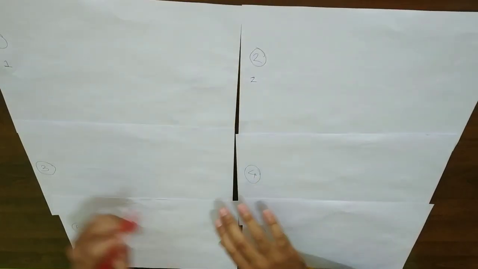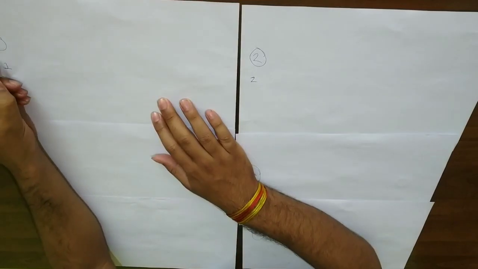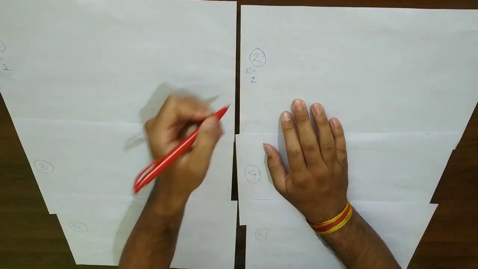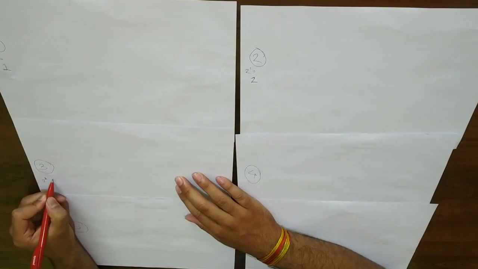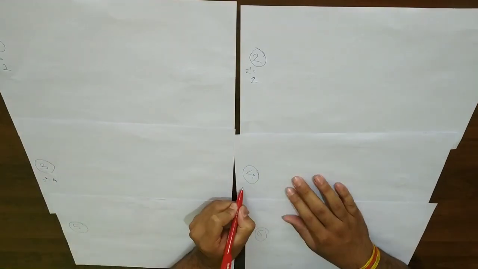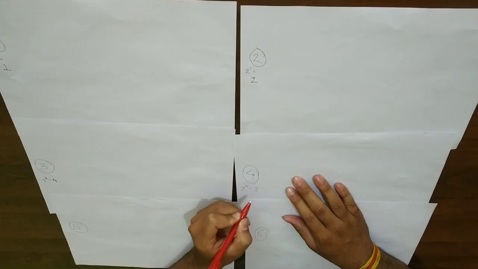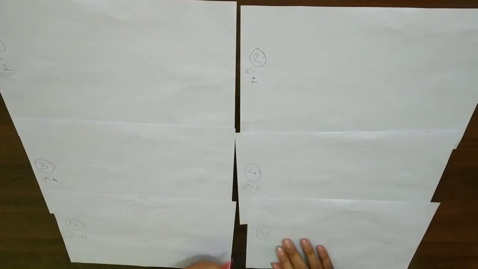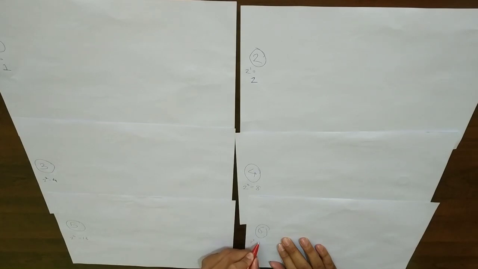Then 2 raised to 0, which is 1. Then 2 raised to 1, which is 2. Then 2 raised to 2, which is 4. Then 2 raised to 3, which is 8. 2 raised to 4, that is 16. And 2 raised to 5, that is 32.